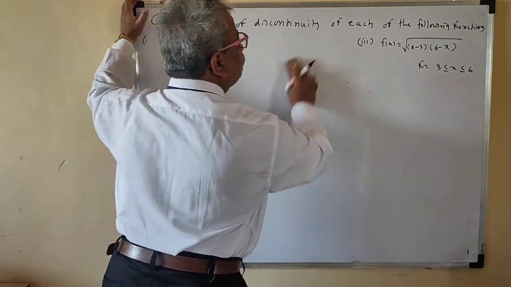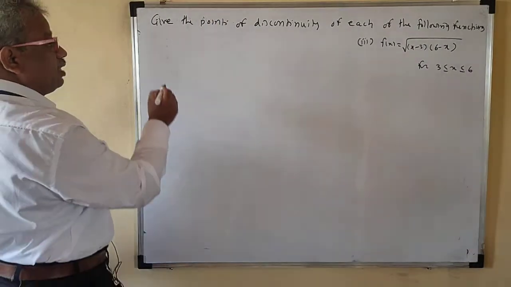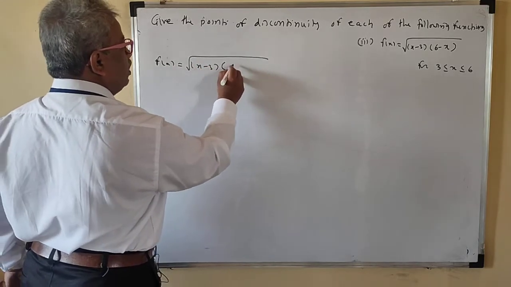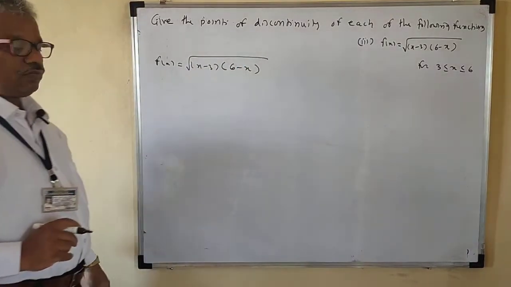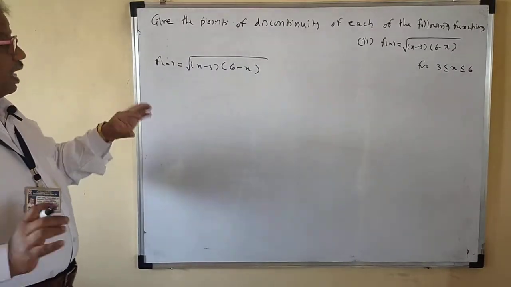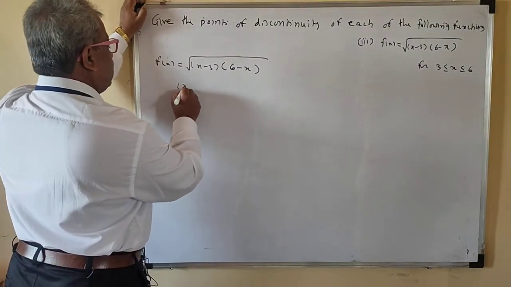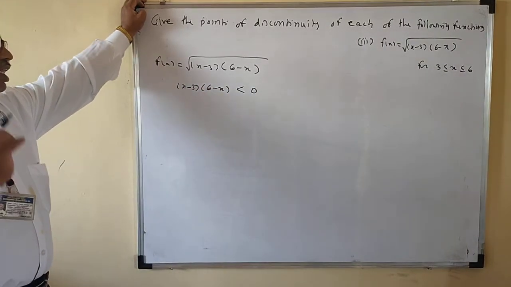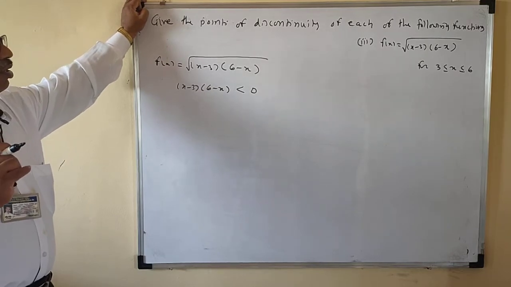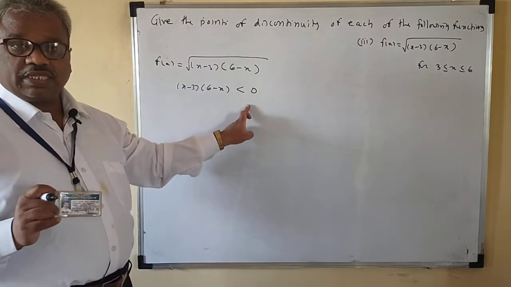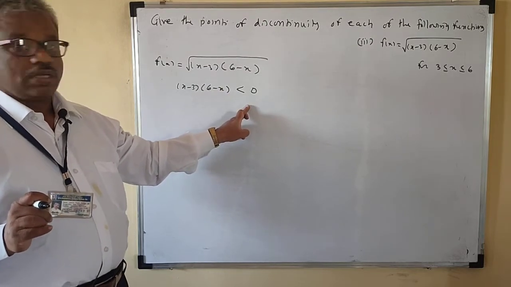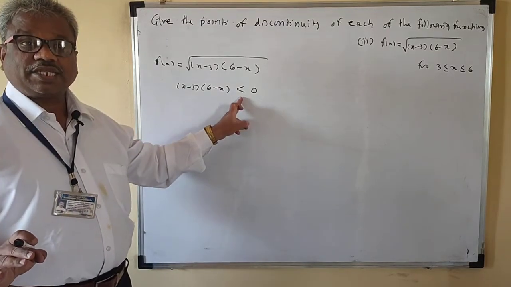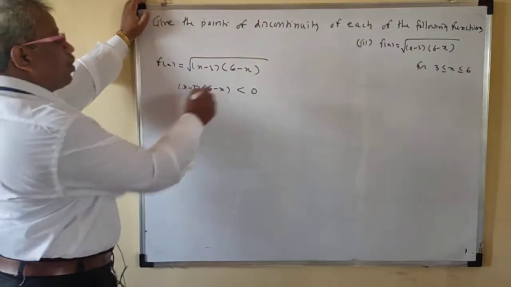Next, f of x is equal to root of (x minus 3)(6 minus x). Under root is there, so that should be positive. So (x minus 3)(6 minus x) less than 0 makes the function discontinuous. If the point is of continuity, then you have to take this as greater than or equal to 0, but now we have to discuss the discontinuity, so therefore we are taking this as strictly less than 0.